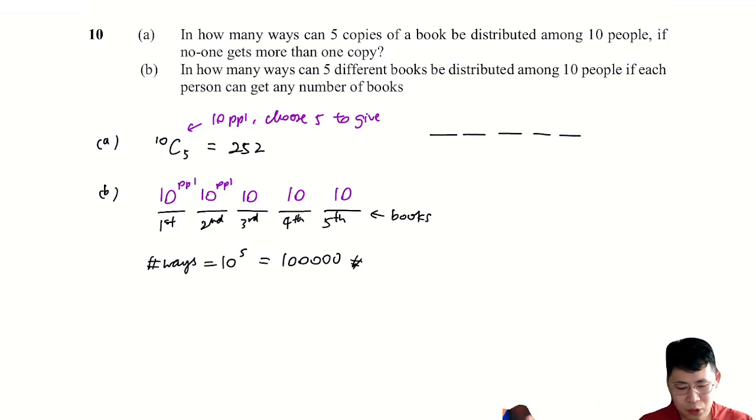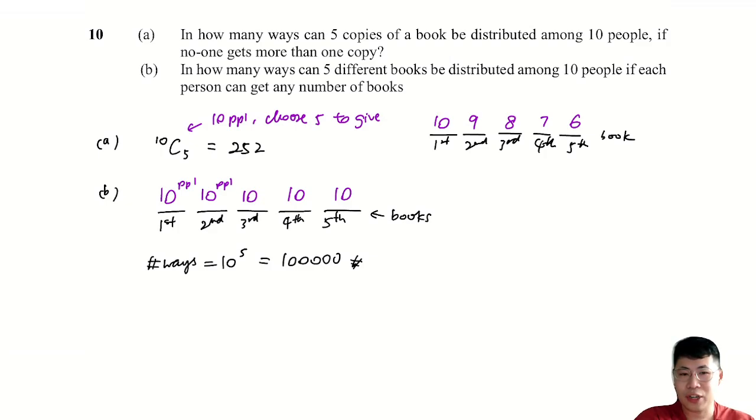So let's compare this with the first one again. The first one, same thing: the first book, second book, third book, fourth book, and fifth book. If you want to compare, the first one I can give to 10 people. If I don't want the same person to get it, I can only give it to 9 people. Then I can give it to 8, 7 and 6 people respectively. So at the end of the day, this multiplication is exactly 10C5 over here. So another way of doing part A is also to consider the multiplication principle.